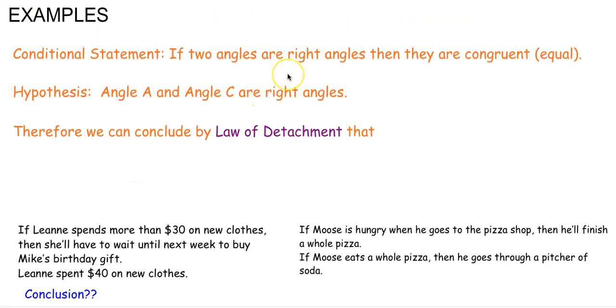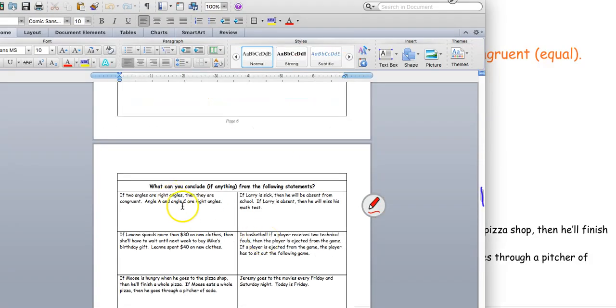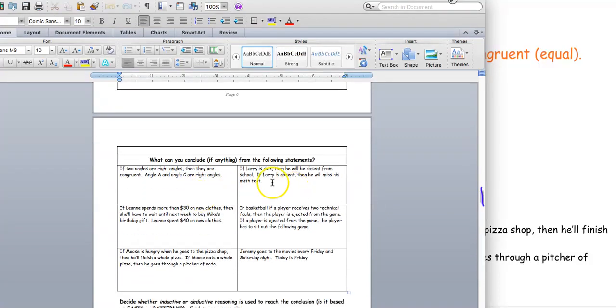So let's just go ahead and take a second to look at two other examples to make sure we understand the law of detachment. If you look at the next examples, it says if two angles are right angles, then they are congruent. Remember, congruent just means equal. So this is one more example of a conditional, and I just want to make sure we all see where we are in our notes right now. What can we conclude, if anything, from the following statements? So hopefully you guys can find this spot.